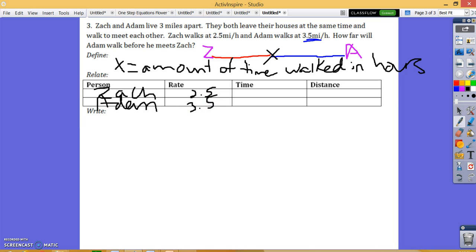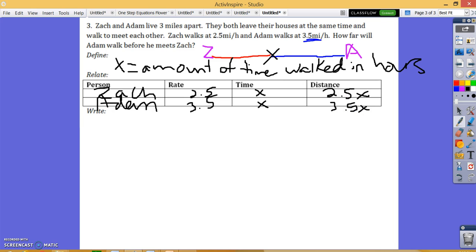Now for time, they're walking the exact same amount of time. They might call each other or text each other and say, okay, ready, set, go, we'll meet wherever we meet. And they go walking, and then, so they start at the same time, and then when they see each other, they both stop. So they're both walking for the same amount of time. So both of them actually have x. And then my distance is 2.5x, and my distance here is 3.5x.